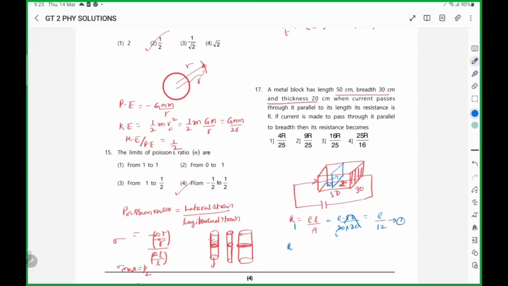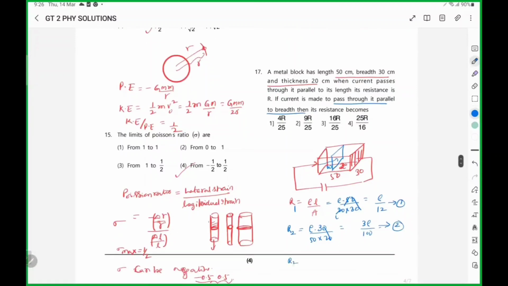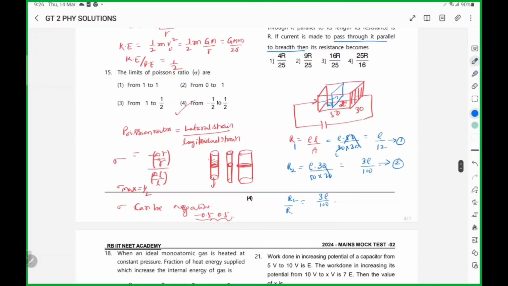When it passes parallel to the breadth, then length is 30. Area becomes remaining dimensions, so 3 rho by 100. Now he is asking resistance R2 by R, 3 rho by 100 divided by rho by 12. 36 by 100. So R2 will be 9R by 25.